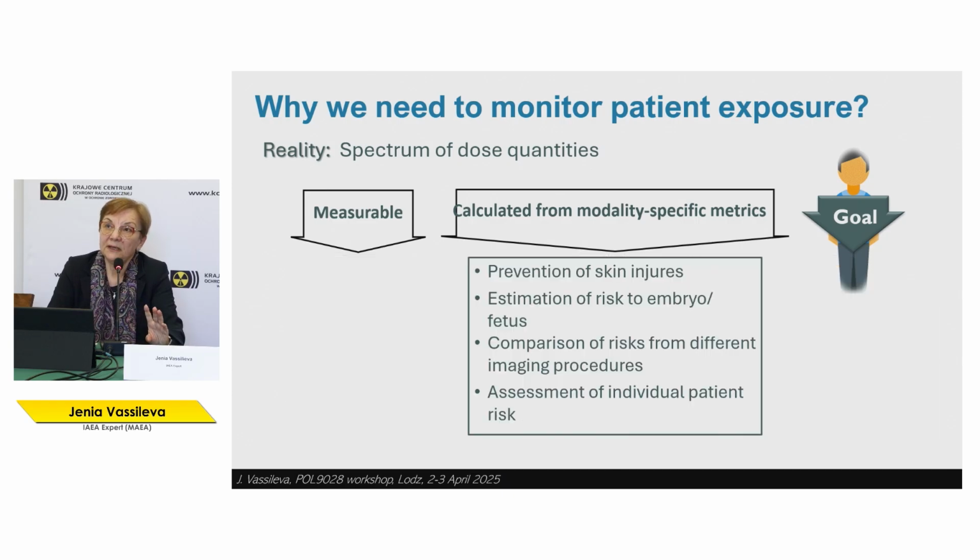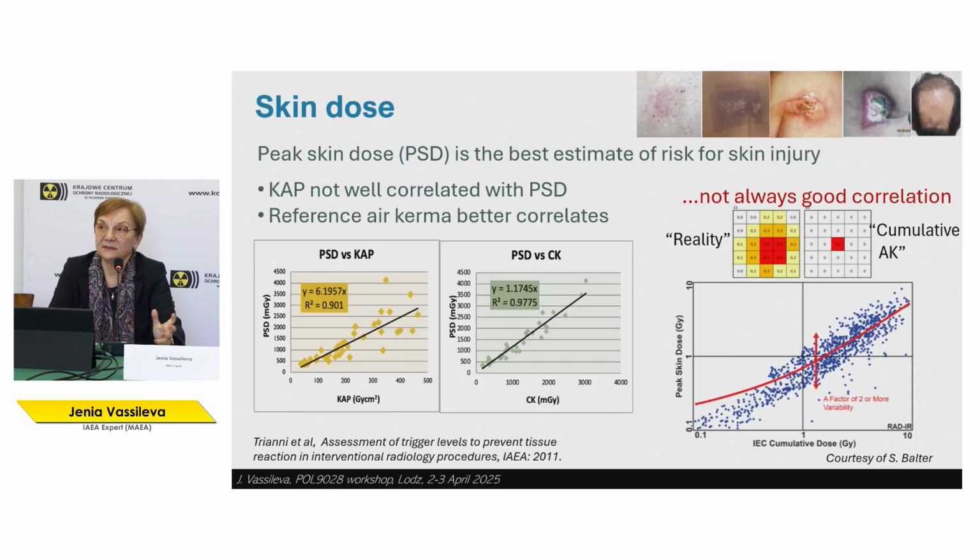So if we have measurable quantities, then we can play with them. We can use them to calculate, for example, skin dose. That's of very high importance for interventional radiology. Peak skin dose, because reference air KERMA is a better indicator for skin injury compared to DAP, for example, and this slide demonstrates that because during the procedure, you can change the projection, you can change the entry point, and in this case, the DAP could be the same, but it could be differently distributed to different areas of the skin.